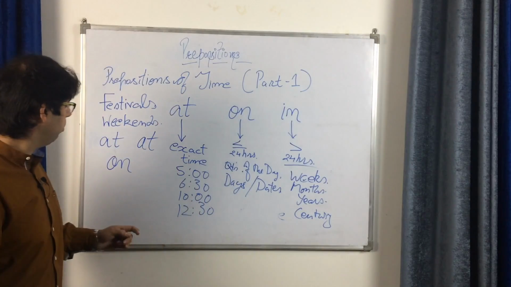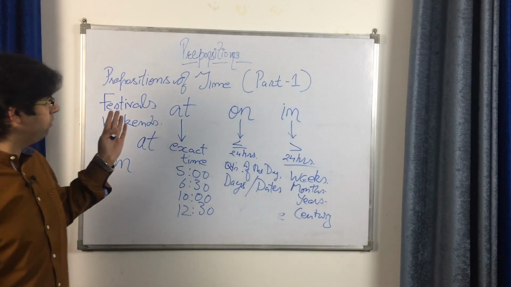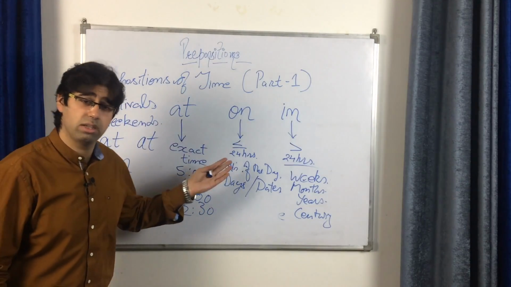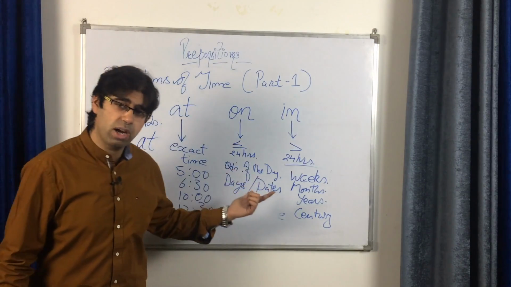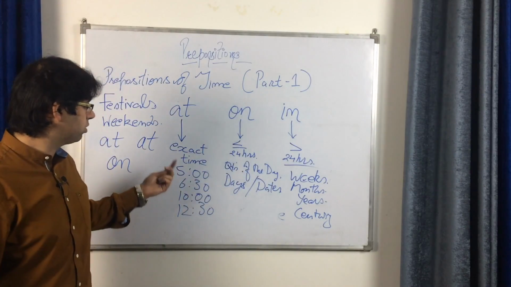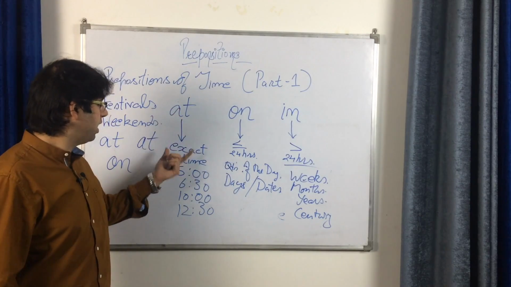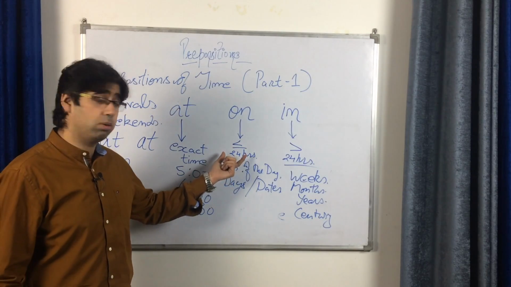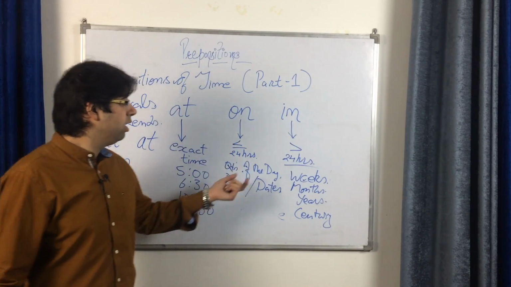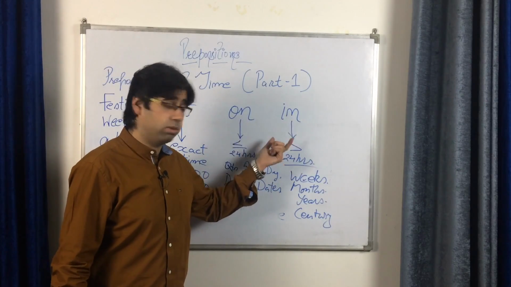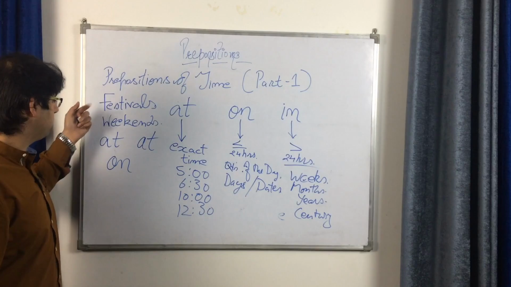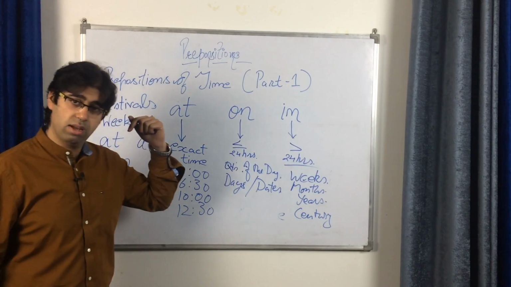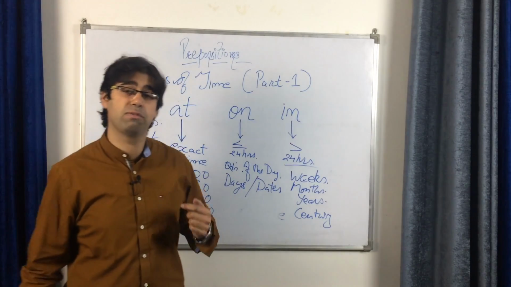So I think, guys, this comfortably covers the entire at-on rule. You just need to memorize it. There's nothing much to it. Just go with the symbols. You've got exact time under at, less than or equal to 24 hours under on, and greater than 24 hours under in, with only two exceptions. That's festivals and weekends.